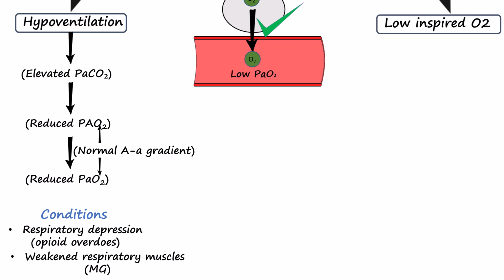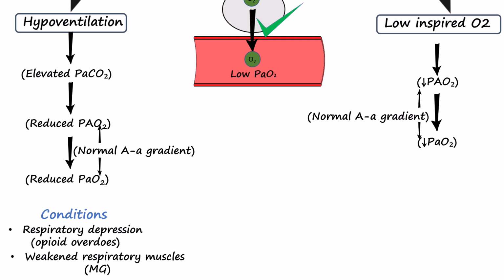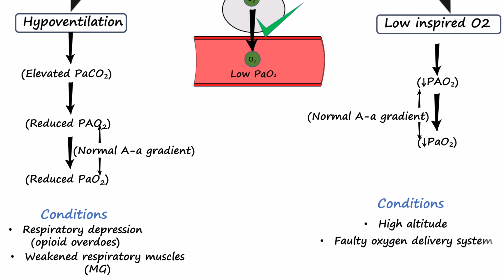When hypoxemia is caused by low inspired oxygen, less oxygen enters the alveoli, reducing the alveolar oxygen. Hence, the arterial oxygen content is also reduced. Despite this drop in oxygen, the AA gradient stays normal because the lungs themselves function properly, efficiently transferring whatever oxygen is available into the blood. Such a scenario can occur at high altitude, where oxygen content in the air is low, or with faulty oxygen delivery systems, such as a ventilator delivering hypoxic gas.